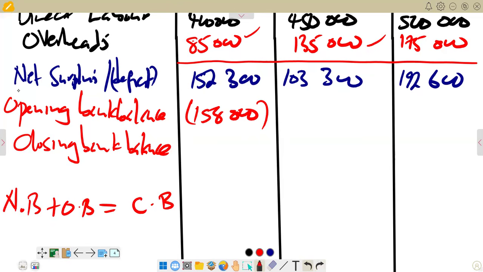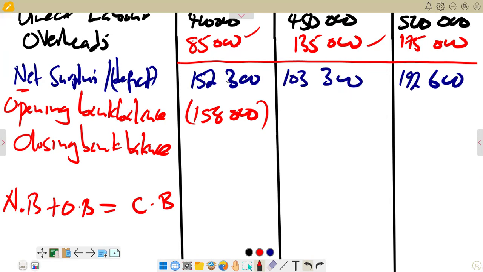So the net balance is this one, the net cash, net surplus or deficit. If it's a deficit, the net balance will be negative. But if it's a surplus like this, a positive, we show it as a positive. Then you add the opening balance. If the opening balance is a negative figure like this, it means you are going to subtract. If it's a positive, you are going to add. Then you get your closing. Your closing again is going to indicate whether it's a positive or a negative, depending on the figures that we have. So let's start with the first one.